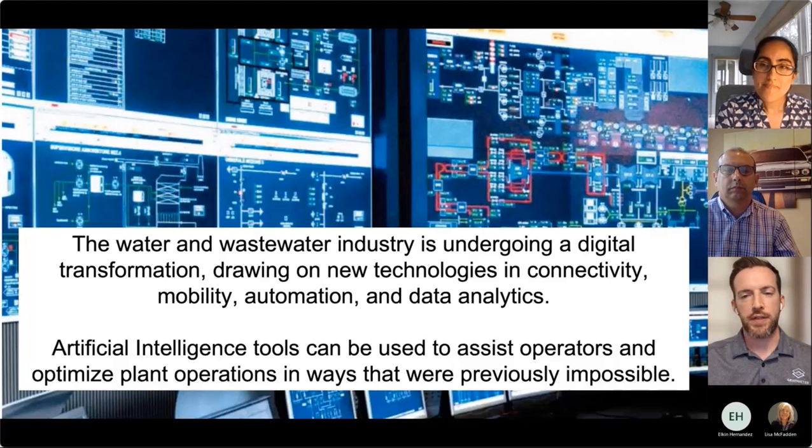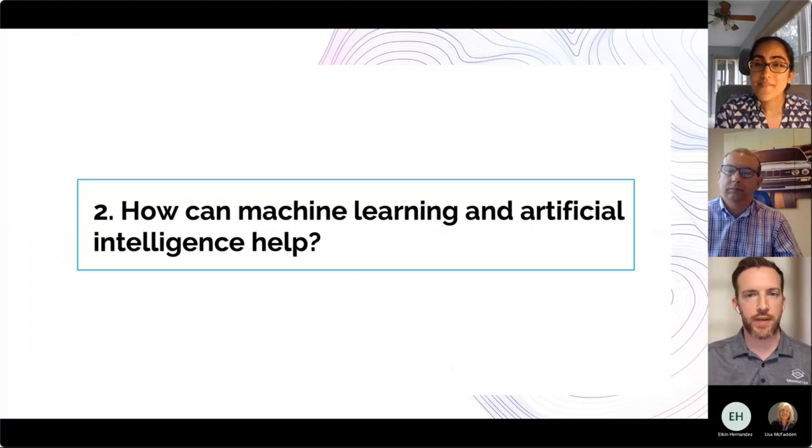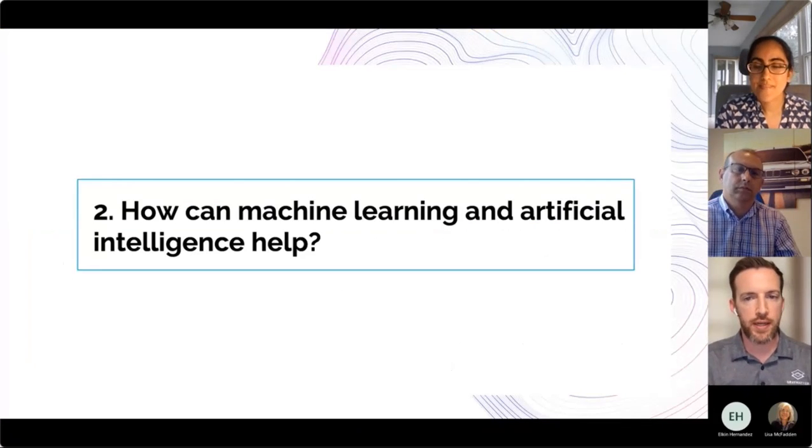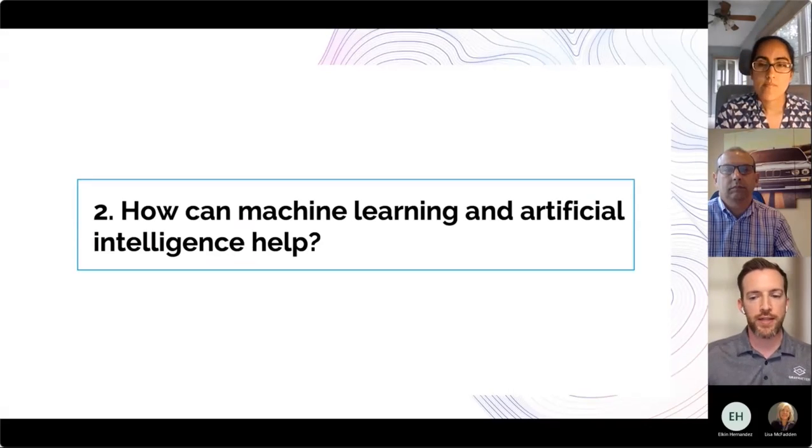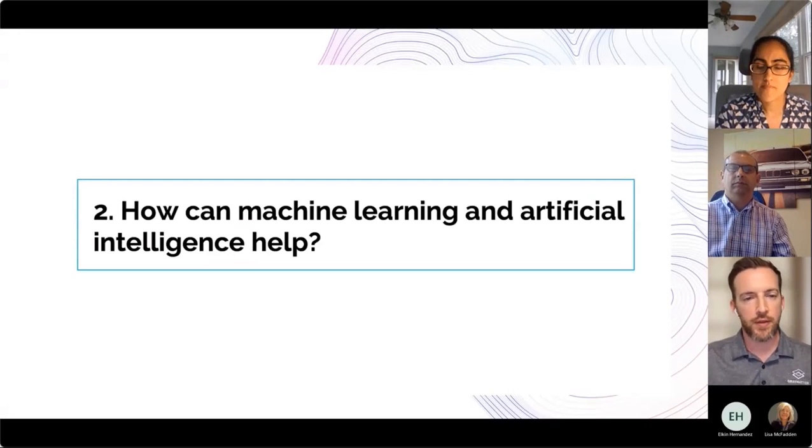We see that all the time at Gray Matter, just people looking for ways to deal with those increasing capacity needs. So we'll move on to the second question, and Nina, you can take this one on first. So how can machine learning and artificial intelligence help? I think you started to answer that question already, but you can go a little deeper on it.